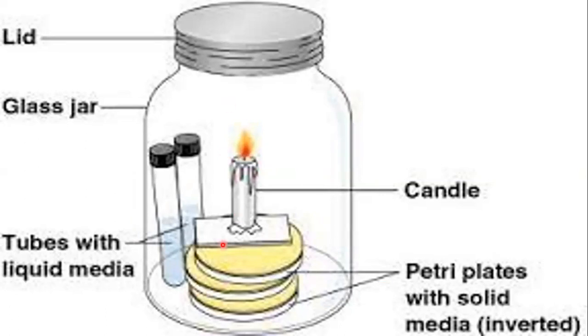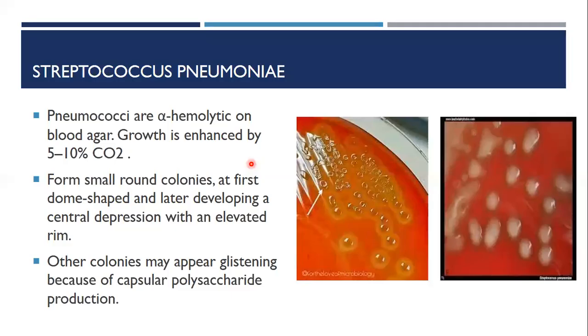So we usually do this with all culture media with blood, blood agar culture media, chocolate agar. We usually incubate it under a candle jar. So colonies are round, as you can see, but it forms a central depression. So you see a depression in the center. It's usually umbilicated in the center, and the colonies producing polysaccharide capsule are glistening. So you see the glistening here.